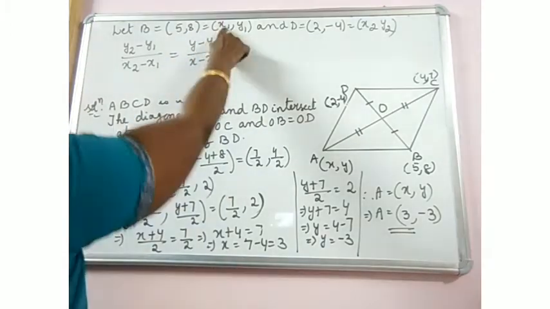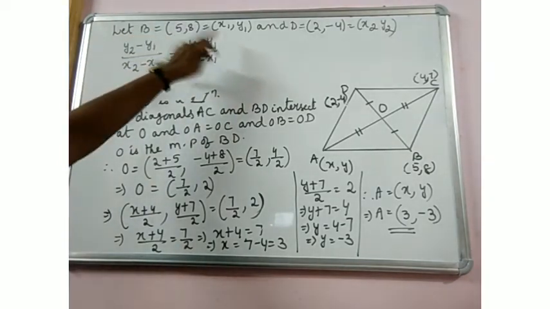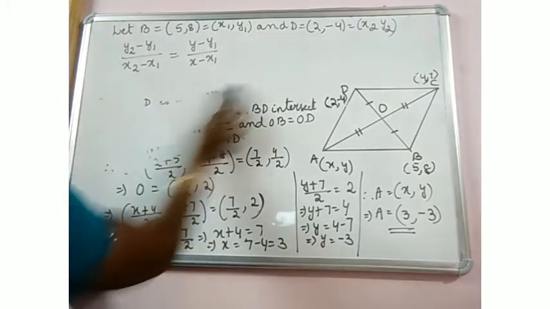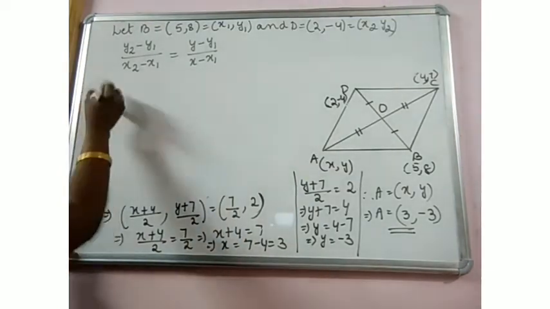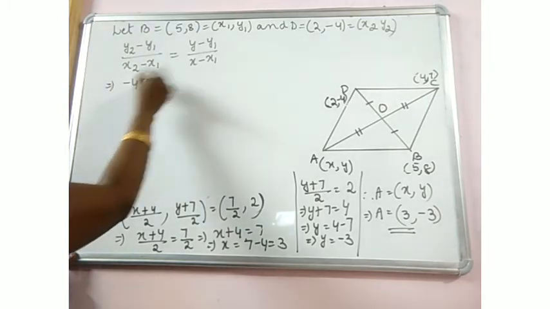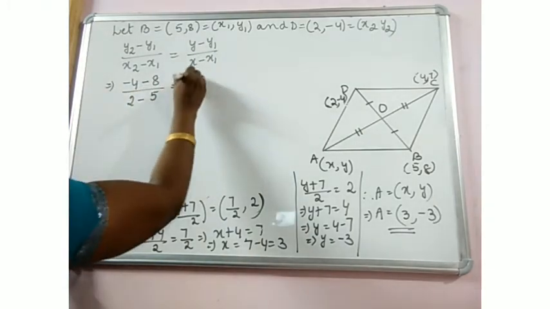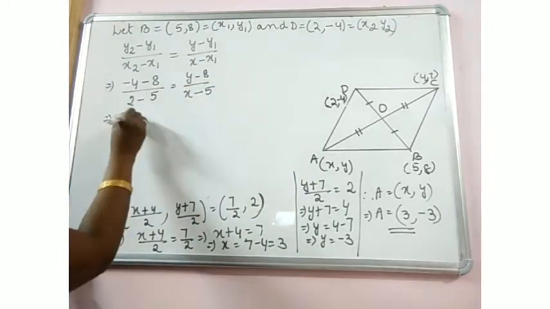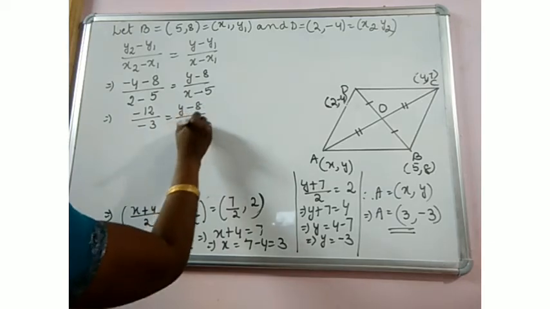Now if we simply substitute the x1, y1 values and x2, y2 values in this equation, we will be able to get the equation of line BD, because we are using the coordinates of B and D. Let me substitute the values. y2 is -4, y1 is 8, x2 is 2, x1 is 5, equal to (y minus 8) by (x minus 5).